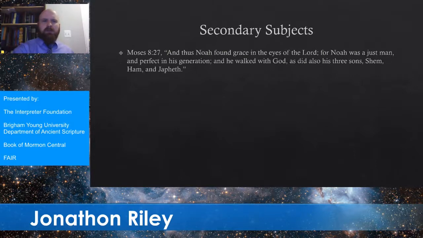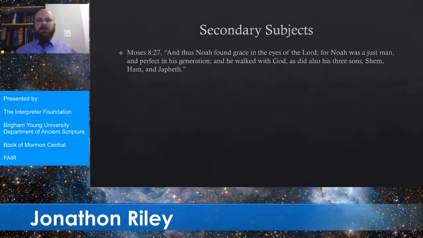One interesting Hebraism is found in Moses 8:27. "And thus Noah found grace in the eyes of the Lord, for Noah was a just man and perfect in his generation, and he walked with God, as did also his 3 sons, Shem, Ham, and Japheth." In this verse, Noah is the one who walks, and his sons are inserted later as secondary subjects. This is common in Hebrew, with the verb being conjugated only for the primary subject and not for the secondary subjects.